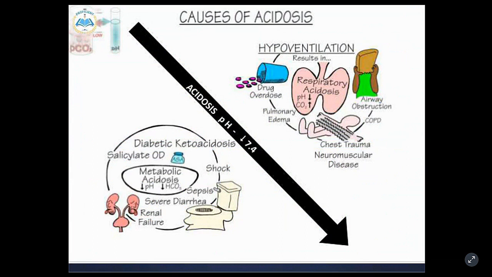On the other hand, metabolic acidosis is a very important condition, and the most commonly seen condition is diabetic ketoacidosis, which arises due to uncontrolled diabetes mellitus. Along with that, other conditions like overdose of salicylate poisoning, diarrhea, renal failure, shock, etc. can cause metabolic acidosis.